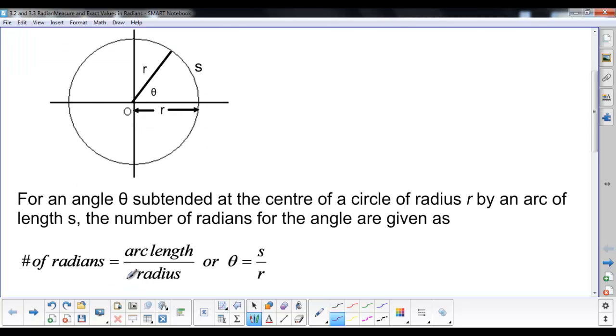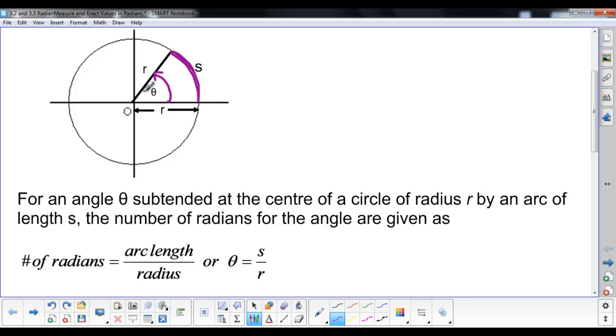Now, for an angle theta subtended at the center of a circle of radius r by an arc length s, the number of radians for the angle is given by this formula down here. So let me go back and explain this a bit. We have our angle theta here, created by rotating our arm counterclockwise to this terminal arm here. The length of the arm is our radius r, and the arc length s is given by this part of the circumference of the circle. That's noted by s.